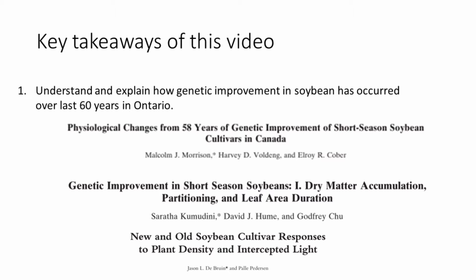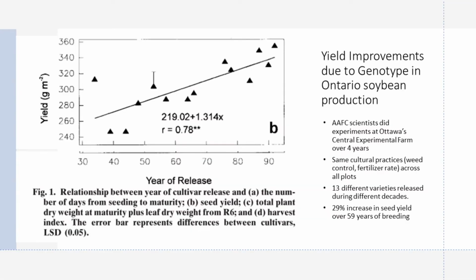Going to do in this video for soybeans in Ontario what we did in the last video for Ontario corn. That is to understand the pathways of yield improvement that soybean breeders have used over the past 60 years to improve that G component of soybean cropping systems, the pure effective genotype on soybean yield. So this is a figure from the Morrison paper, and this was a study done by Agriculture Canada.